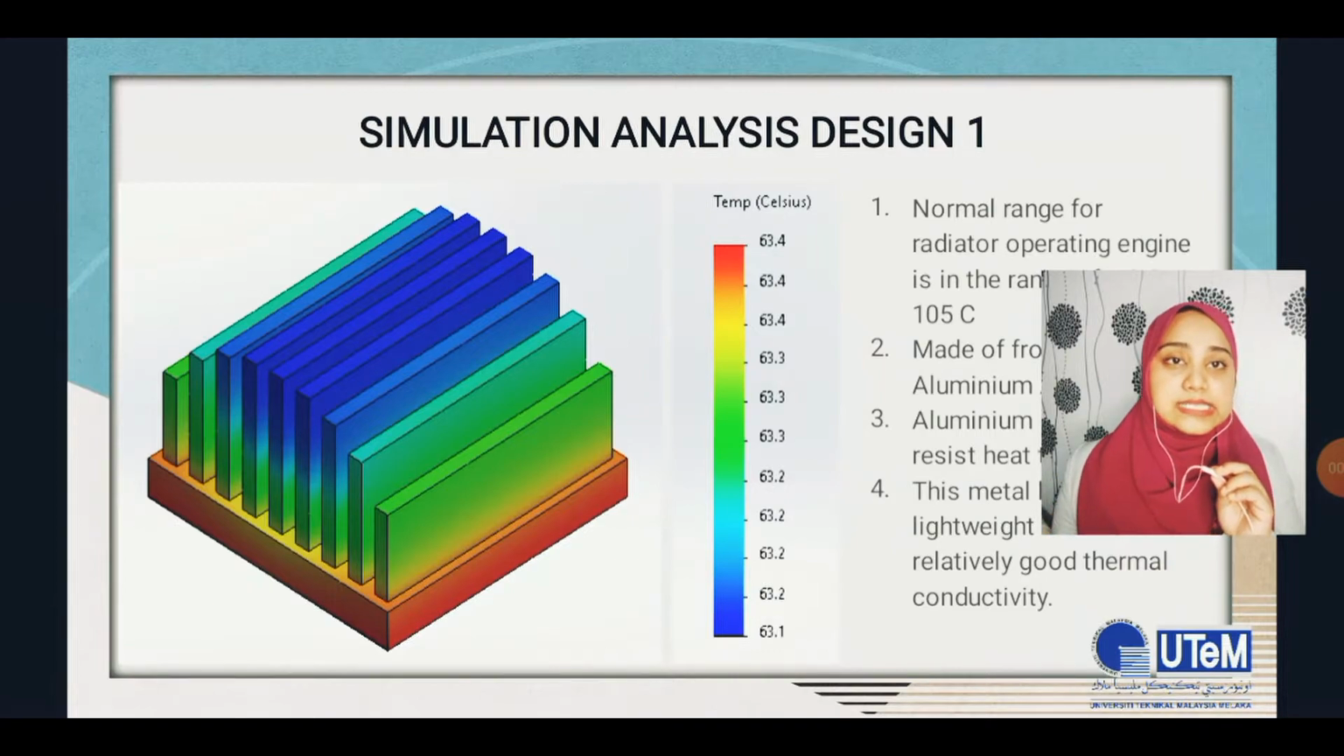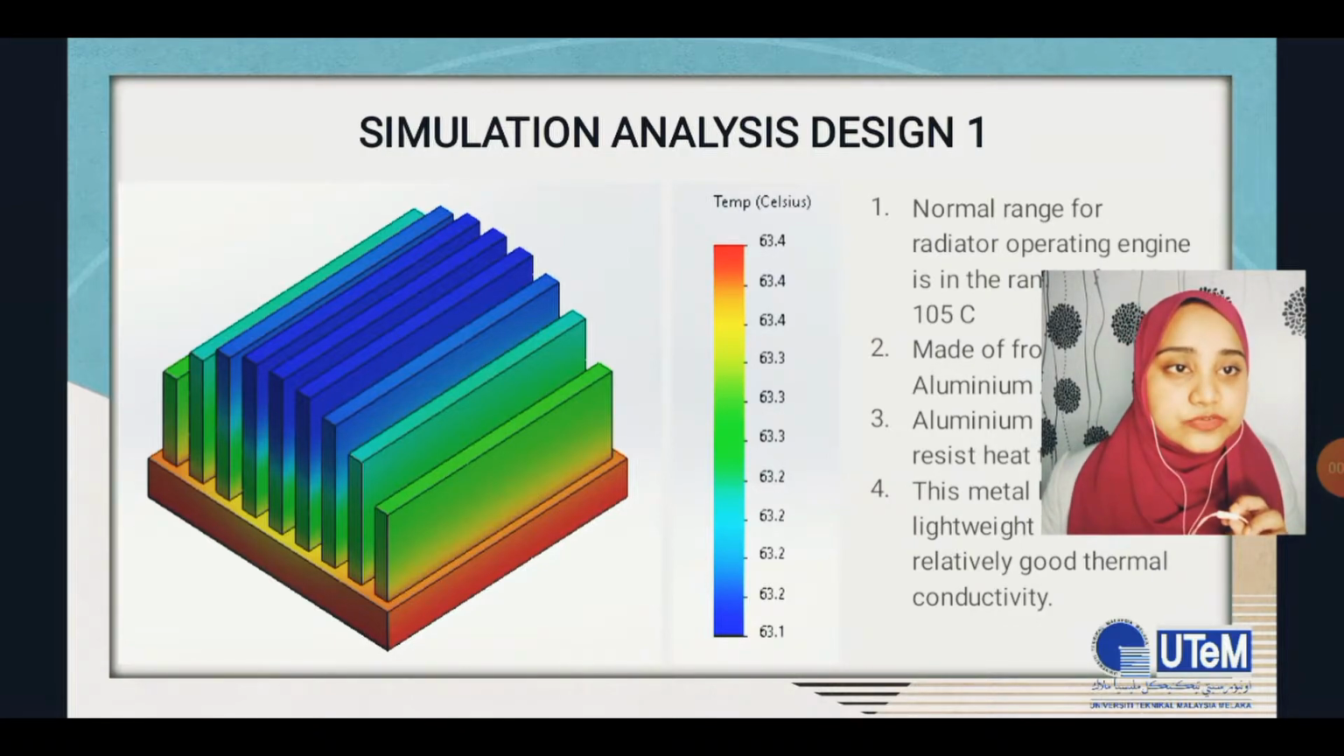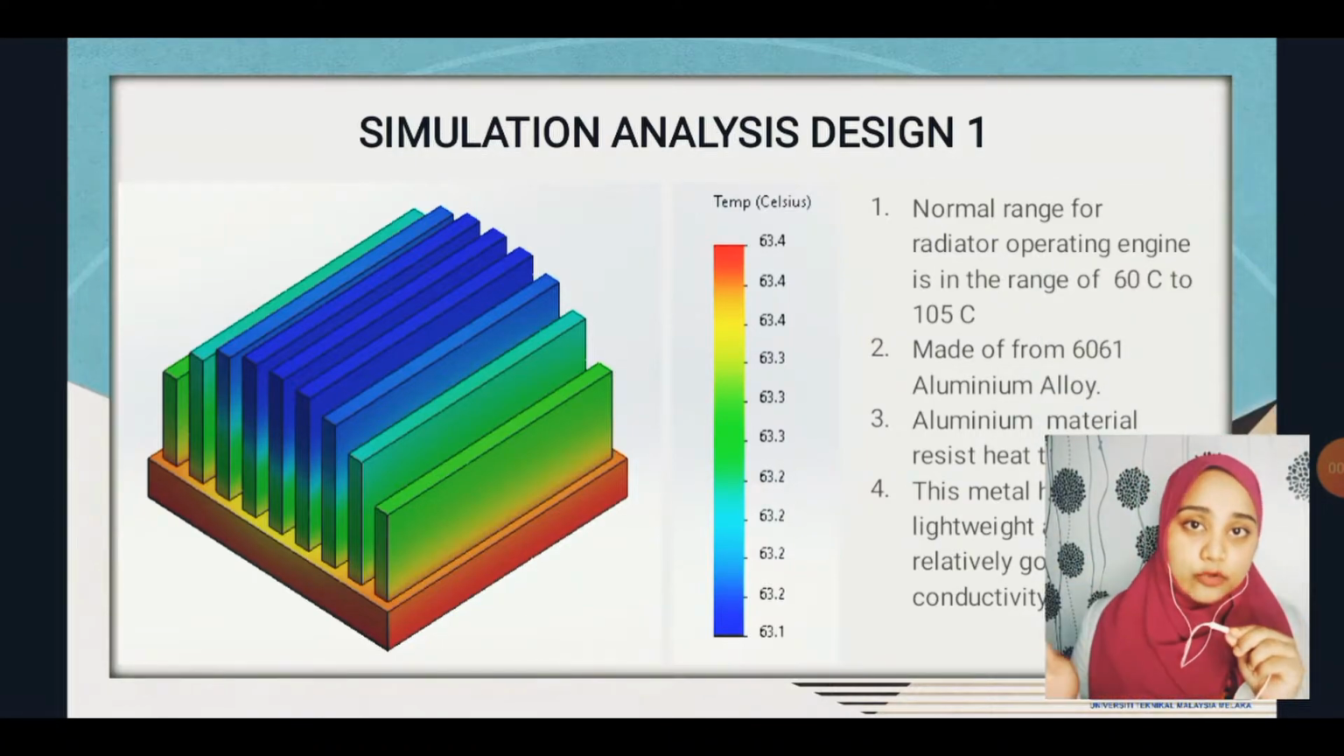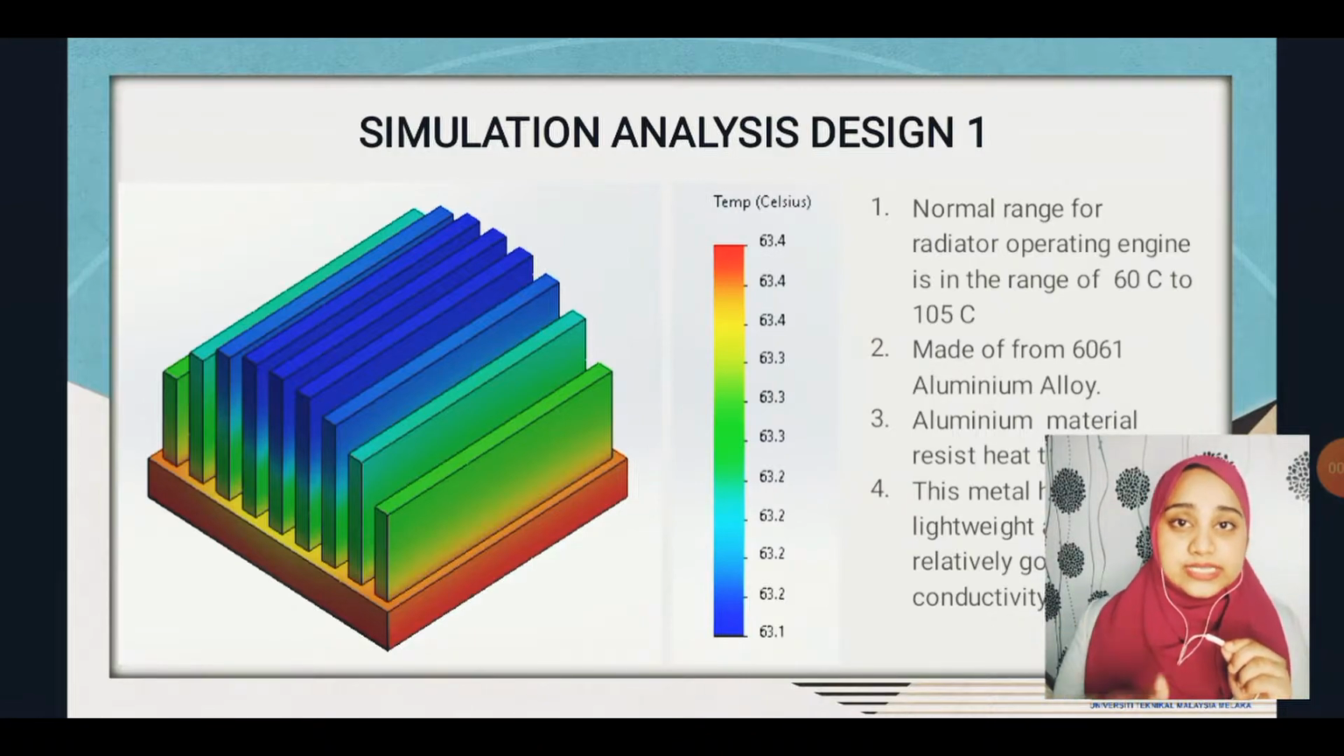It was analyzed in a SolidWorks simulation. In the middle is the result of temperature in Celsius. As we can see, the hottest is 63.4 degrees Celsius and the lowest is 63.1 degrees Celsius. As I mentioned earlier, this fin can be used in a radiator. A normal range for a radiator operating engine is 60 degrees Celsius to 105 degrees Celsius, which we cannot exceed, or else we can damage our engines.